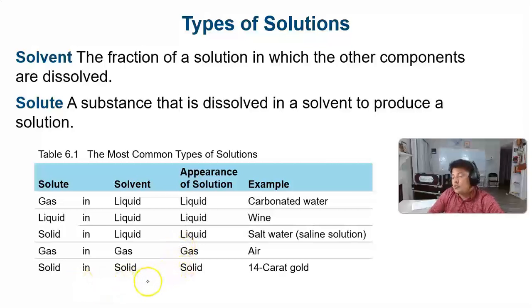And a solid solution, for example, alloys: 14 karat gold, 18 karat gold, brass. These are solid solutions. Alloys can be taken as a solution if they are homogeneously mixed. So solutions are not only liquid. Some solutions are liquid, some are solid, some are gas. So the phase of the solution can be any.